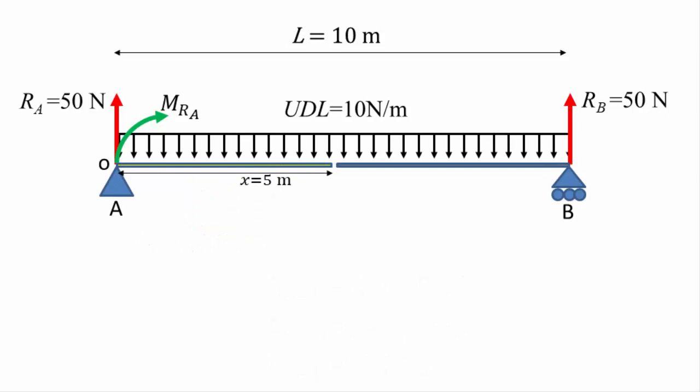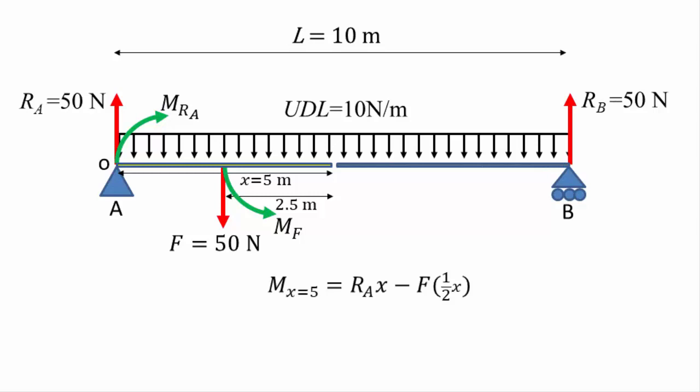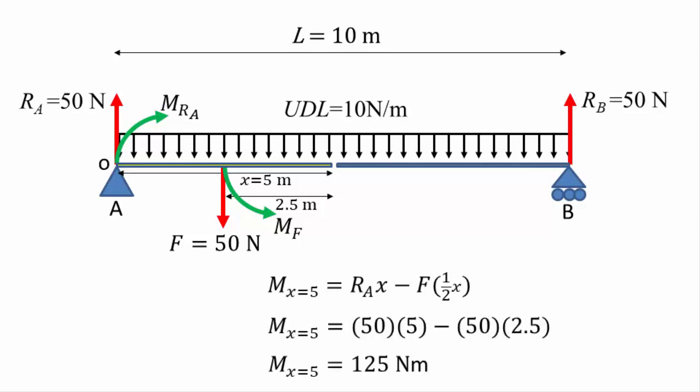Now let's move to the middle of the beam and cut the beam at 5 meters and repeat the same process. Here we have Ra creating a positive bending moment at a distance of 5 meters from the cut, and the force of the distributed load acting halfway along the cut section to create a negative bending moment that is 2.5 meters from the cut. The magnitude of the load is now 50 newtons, since the UDL is 10 newtons per meter and there are 5 meters of beam. So the net bending moment at 5 meters is 125 newton meters.